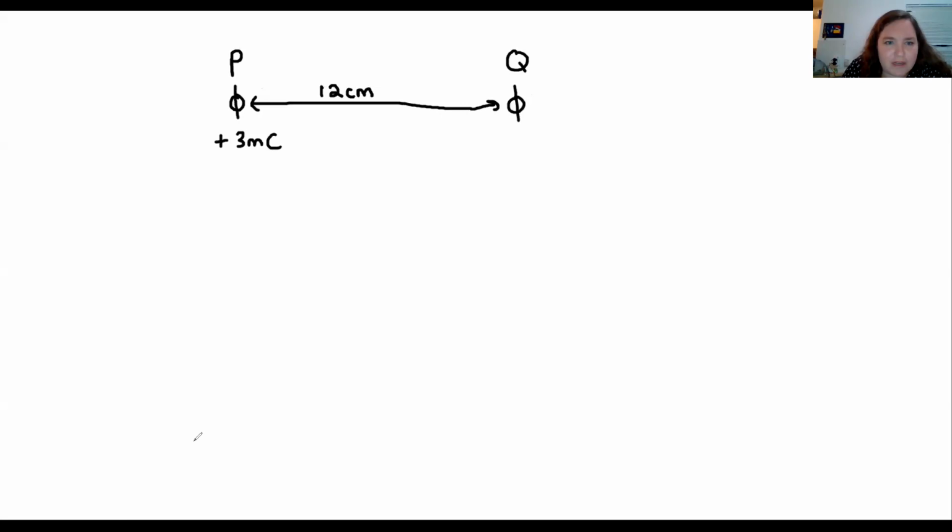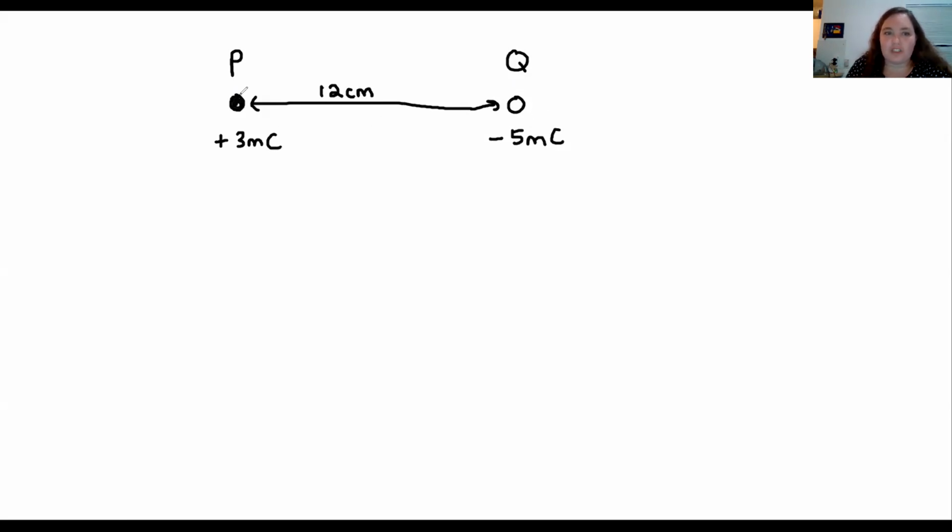Let's just quickly erase those. They're going to distract me. And then Q has a charge of minus 5 millicoulombs. Sorry, just quickly checking. Is that positive 3 millicoulombs? Yes, Brannon, it is. All right. So we've got positive 3, negative 5.